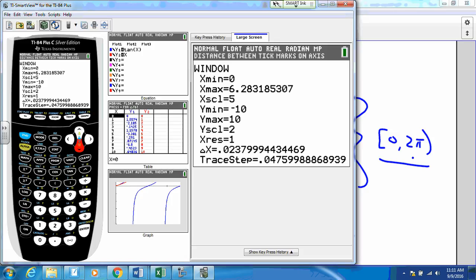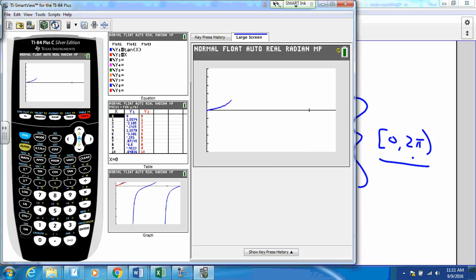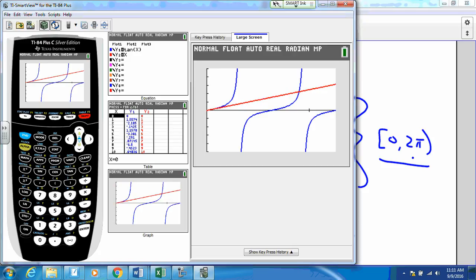Huh, that's funny. Okay, let's graph it and see what we get here. Here comes y equals tan x. And here comes y equals x. And now I can see, first of all, just look at it and tell me how many solutions we're talking about. 1. Well, 2. Definitely 1 there.